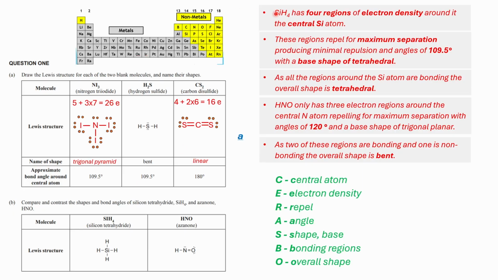Now you get an excellence if you explained bond angles and shapes of both molecules by referring to electron density repulsion theory and non-bonding. So if you include all of SARASBO for both, they're going to give you an excellence point. So the achieved and merit are quite straightforward if you're following this acronym here, and you should, if you're careful, be able to get the excellence grade here.